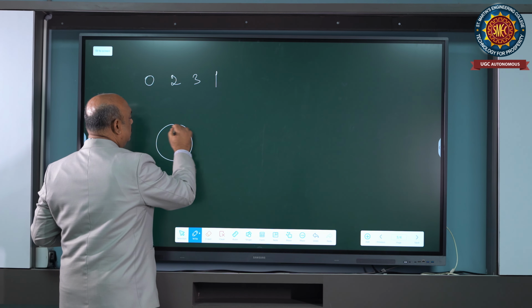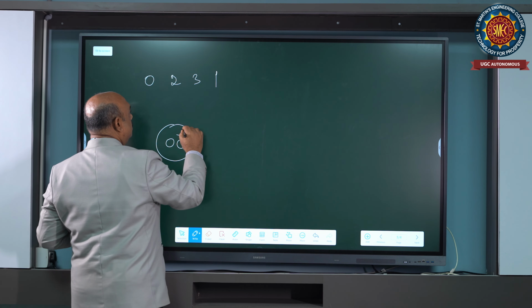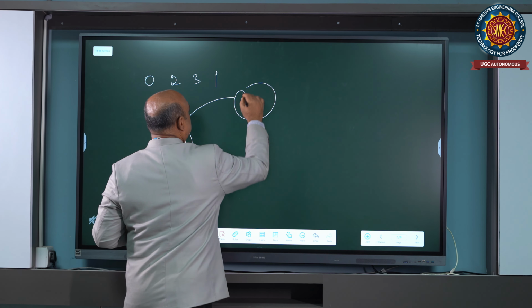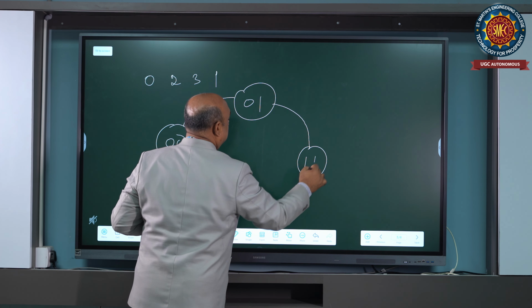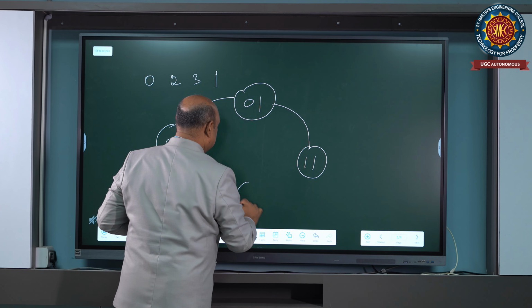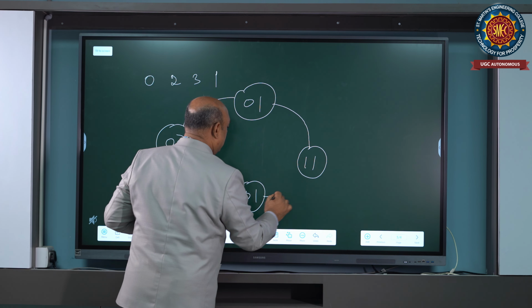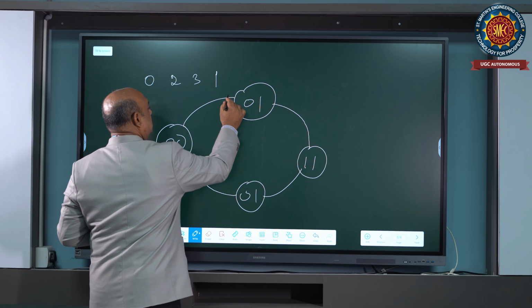So in the state diagram, here it is 0 0. The next state is 0 1. The next state is 1 1. And the next state is 0 1. So these are the states in the state diagram.